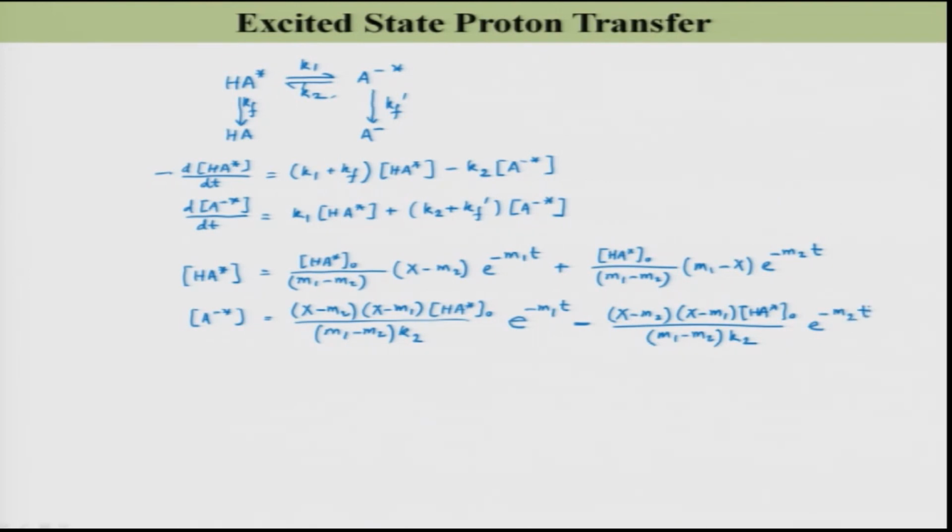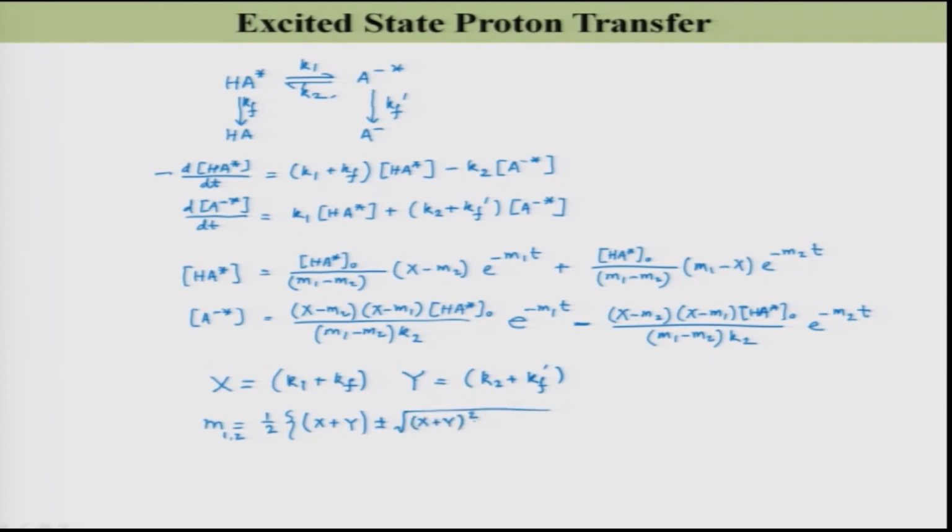In this case, x is defined as k 1 plus k f and y is equal to k 2 plus k f prime, and m1,2 is defined as half of x plus y plus or minus root over x plus y whole square minus 4 into xy minus k 1 k 2.